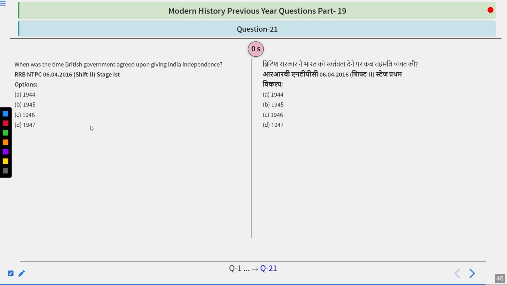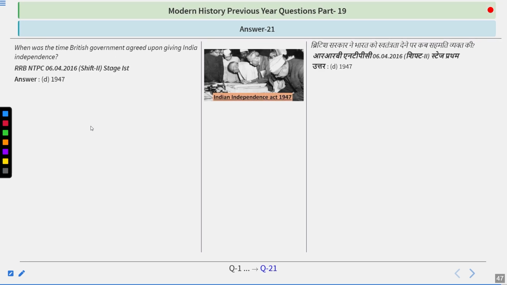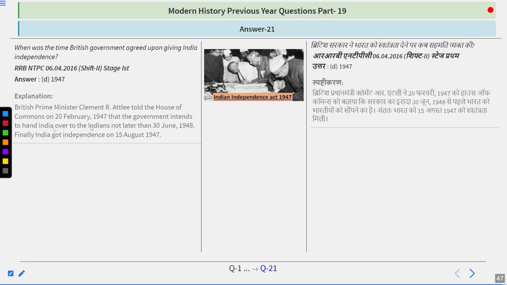And you're right, because the answer to this question is 1947. The British Prime Minister Clement R. Attlee told the House of Commons on 20th February 1947 that the government intends to hand India over to the Indians not later than 30 June 1948. Finally, India got independence on 15th August 1947. So do remember, the answer is 1947.